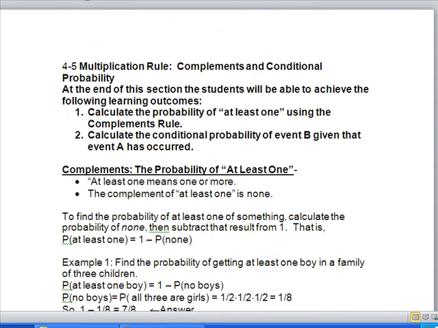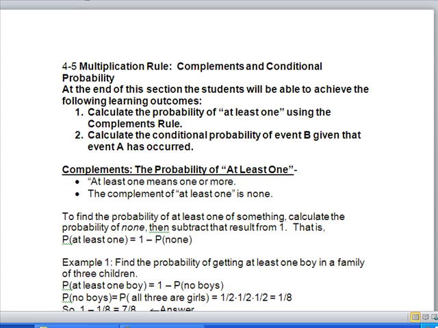Today we're talking about section 4-5 on the multiplication rule. In particular, we will be emphasizing the complements and conditional probability. So at the end of this section, you'll be able to calculate the probability of at least one using the complements rule. And number two, calculate the conditional probability of event B given that event A has occurred.